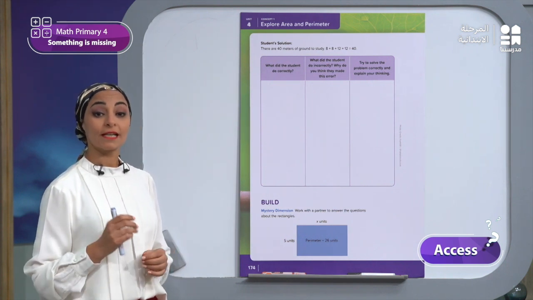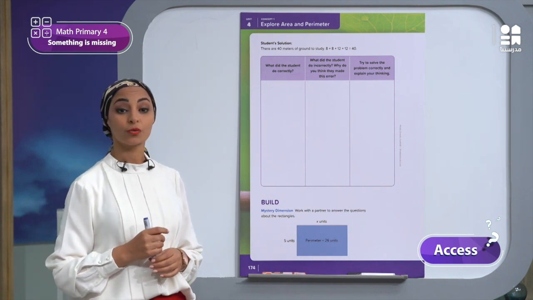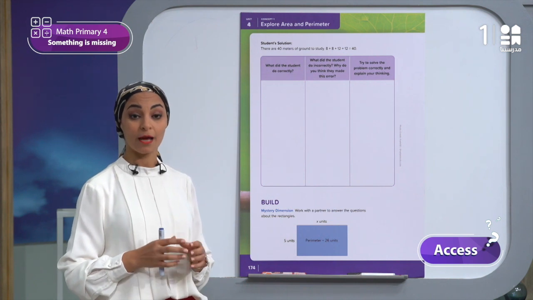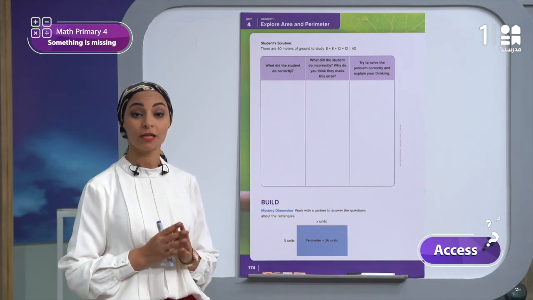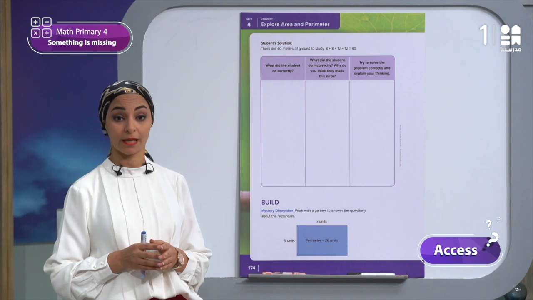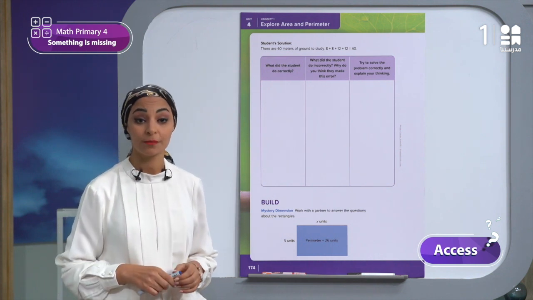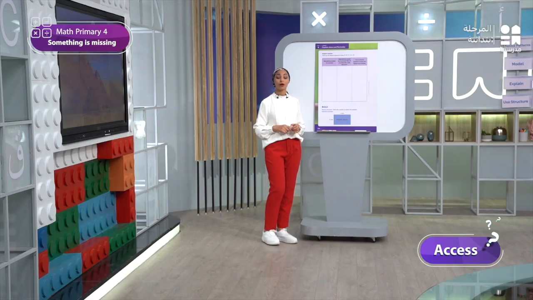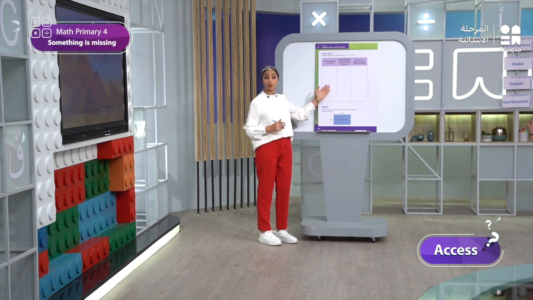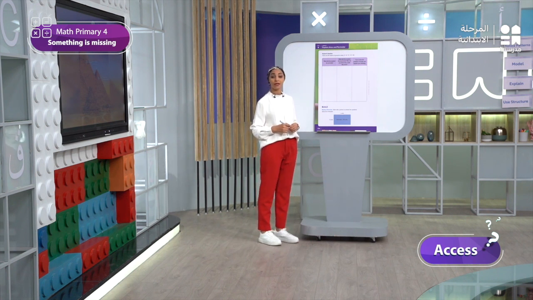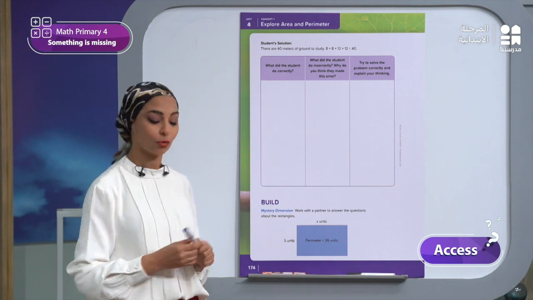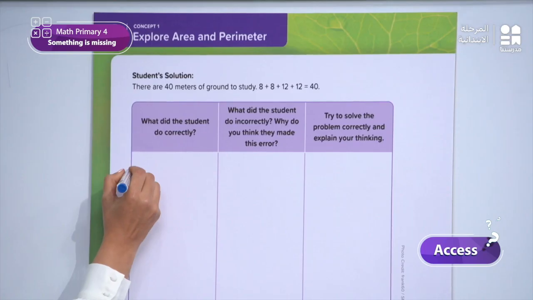Now it's clear that Amir used the dimensions to calculate the perimeter of the rectangle. The outcome was 40 meters, right? So let's write in the first column what he did correctly. Yes, he calculated the perimeter correctly. So this is the correct answer.